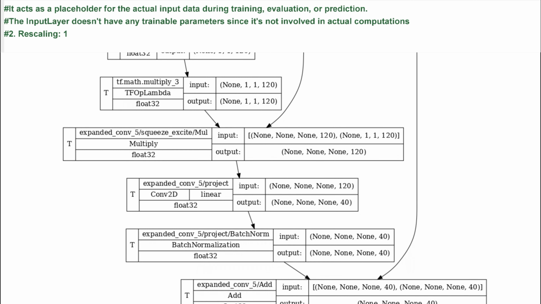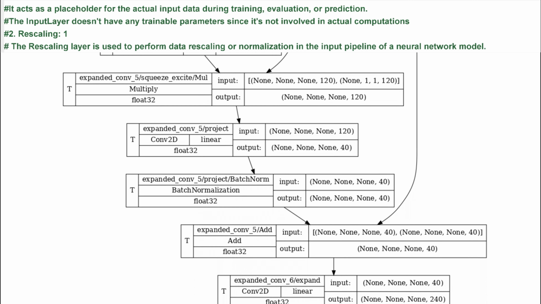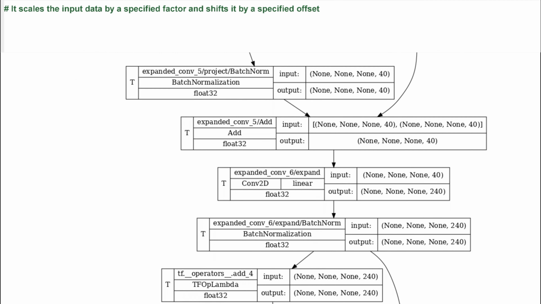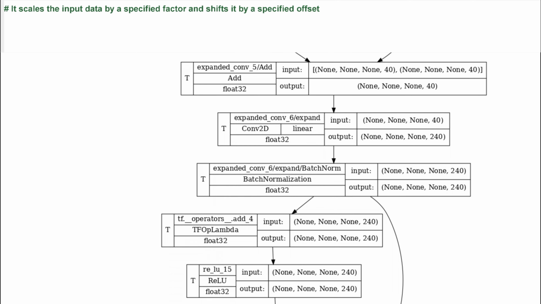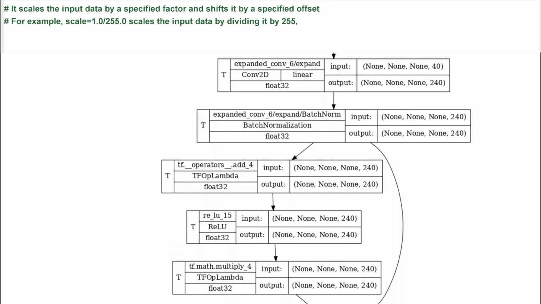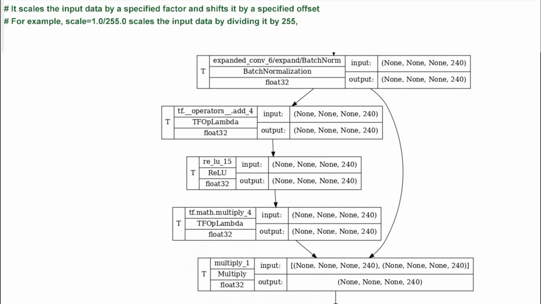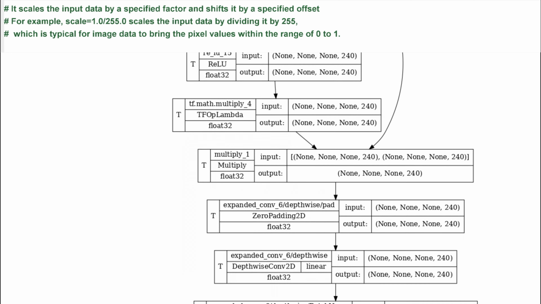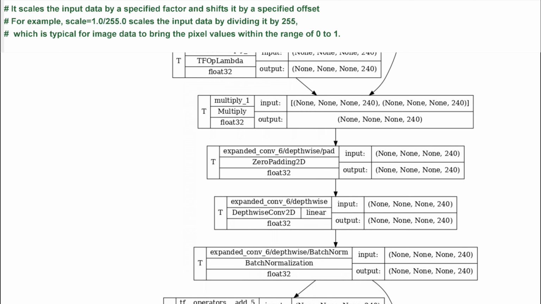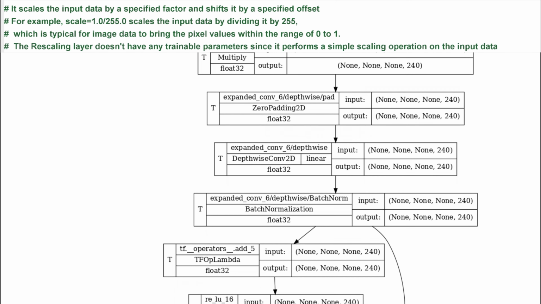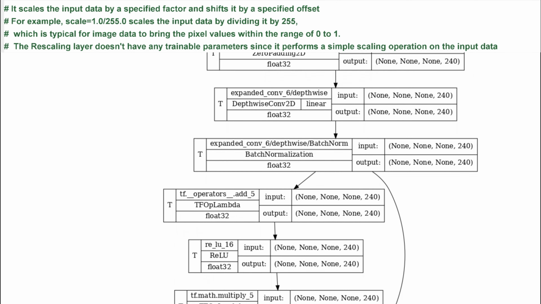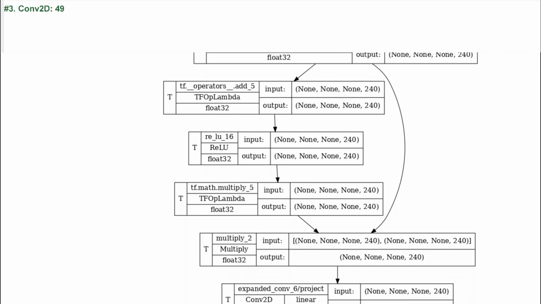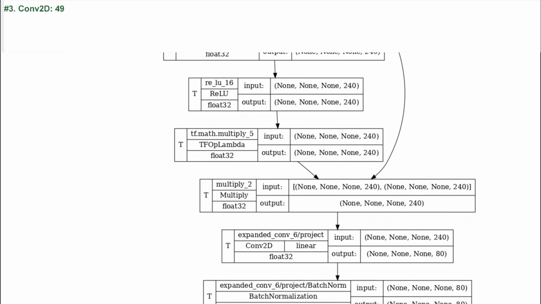2. Rescaling, 1. The rescaling layer is used to perform data rescaling or normalization in the input pipeline of a neural network model. It scales the input data by a specified factor and shifts it by a specified offset. For example, scale equals 1.0/255.0 scales the input data by dividing it by 255, which is typical for image data to bring the pixel values within the range of 0 to 1. The rescaling layer doesn't have any trainable parameters since it performs a simple scaling operation on the input data.